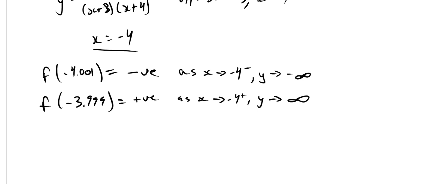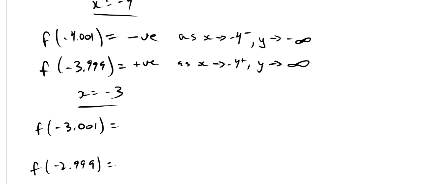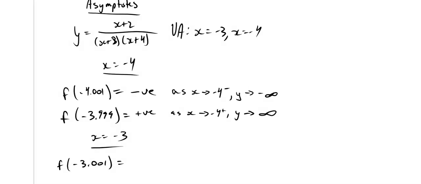Now I'm doing x equals negative 3, the asymptote. So I'm going to pick a value just to the left of negative 3 and a value just to the right of negative 3. And go back and look at that factored form. So it looks like I'm going to get negative, negative, positive. Do you agree? So 2 negatives makes the overall positive.